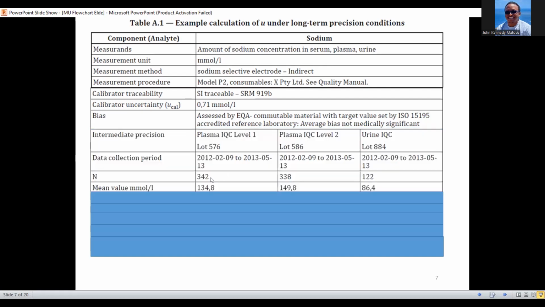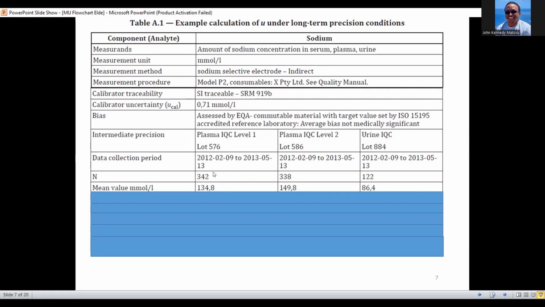All right, let's look at our second source of uncertainty, coming from intermediate precision data from our IQC. There are 3 levels here. One in plasma level 2, and there's a urine. Okay, let's just focus on the plasma. Data collected period, the n is 342, the mean is 134.8. Let me pause here.